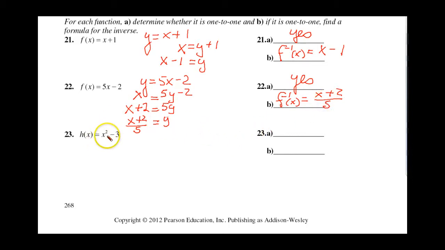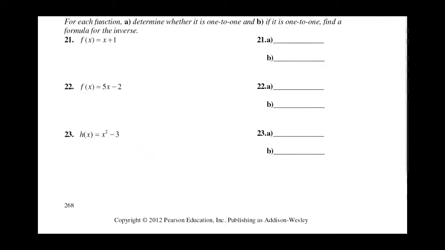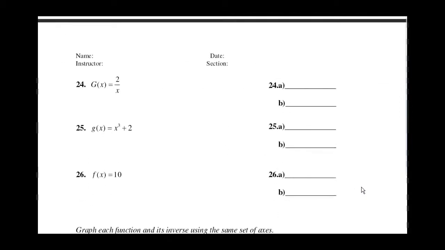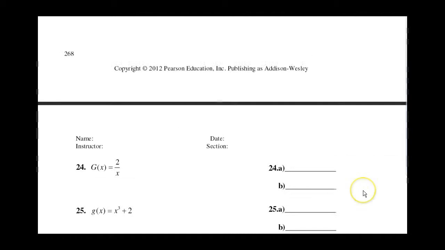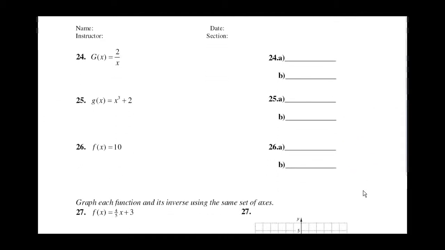All right, this is a parabola, so it does not represent a one-to-one relationship, so no. So it doesn't have an inverse. All right, those weren't too bad, and I think we've got the rhythm on that. And let's do some of these, and we will solve for them.